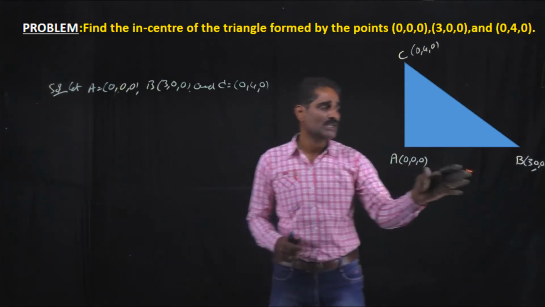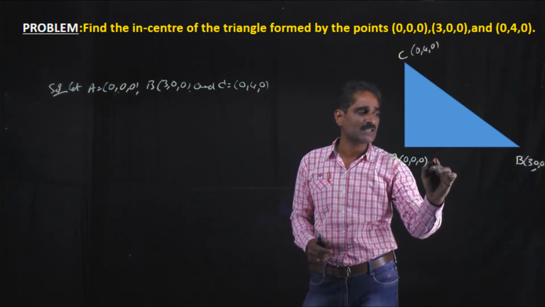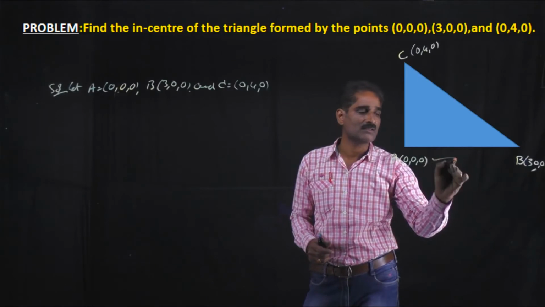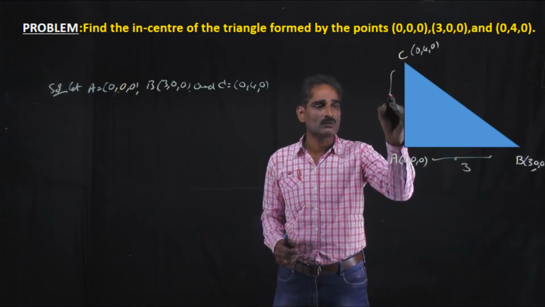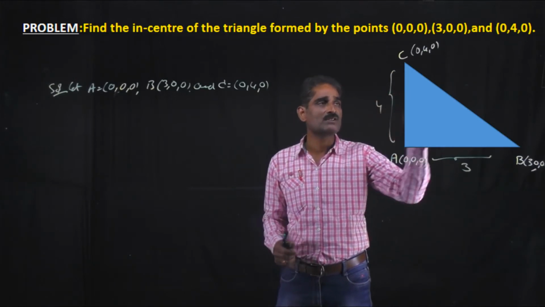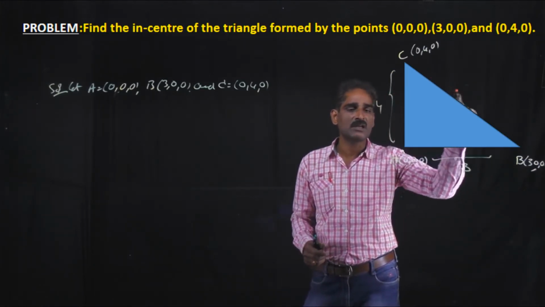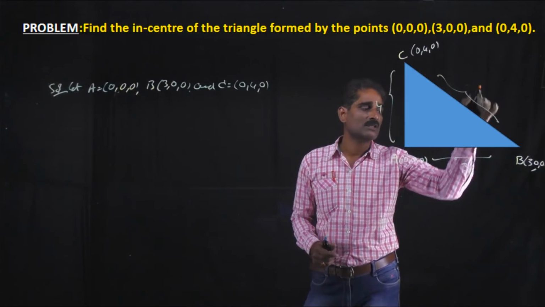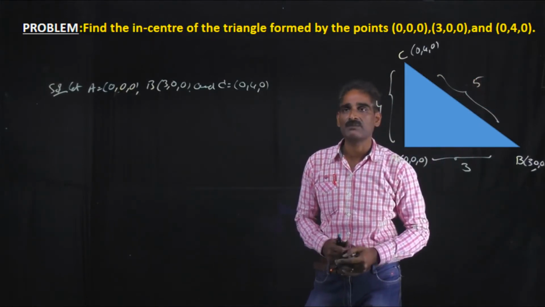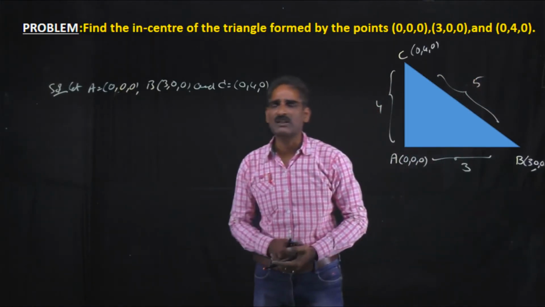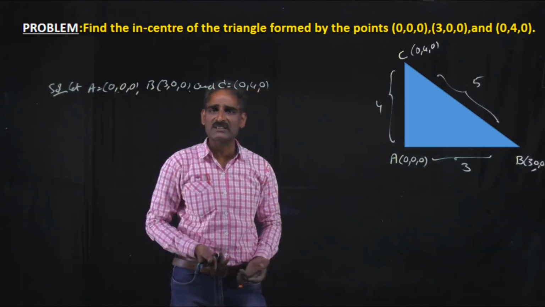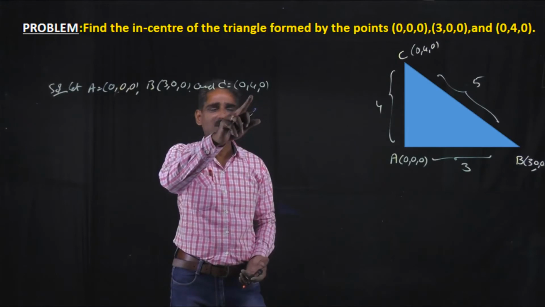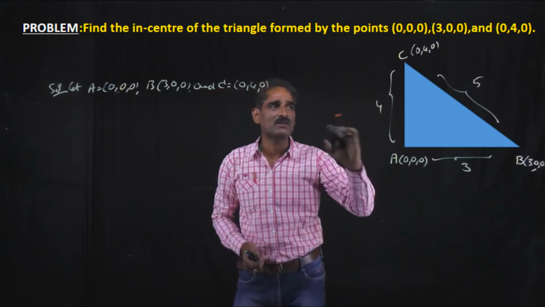So what about the lengths of these sides? Here this length is clearly 3. This length is 4 units. This is the hypotenuse, and its length is equal to 5 units. We can find out the lengths. Clearly this is the origin, this is a point on the x-axis, this is a point on the y-axis. The y coordinate is nothing but the distance from the origin to this point. So these are the lengths.